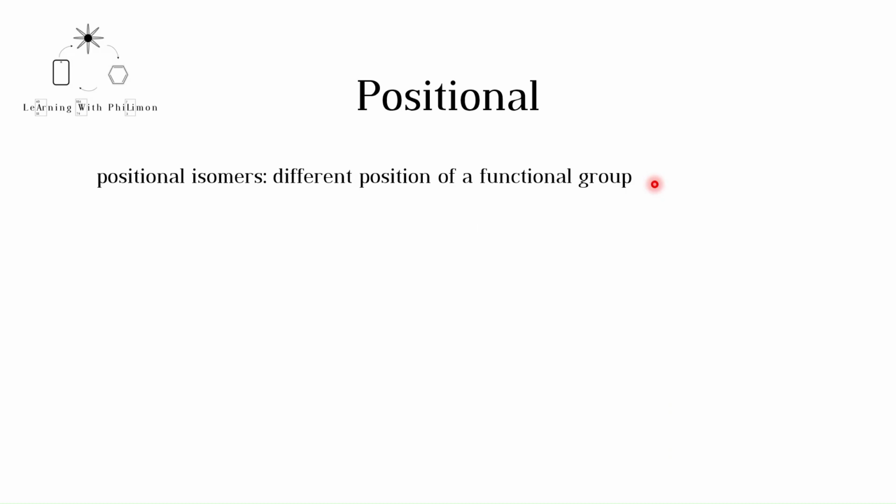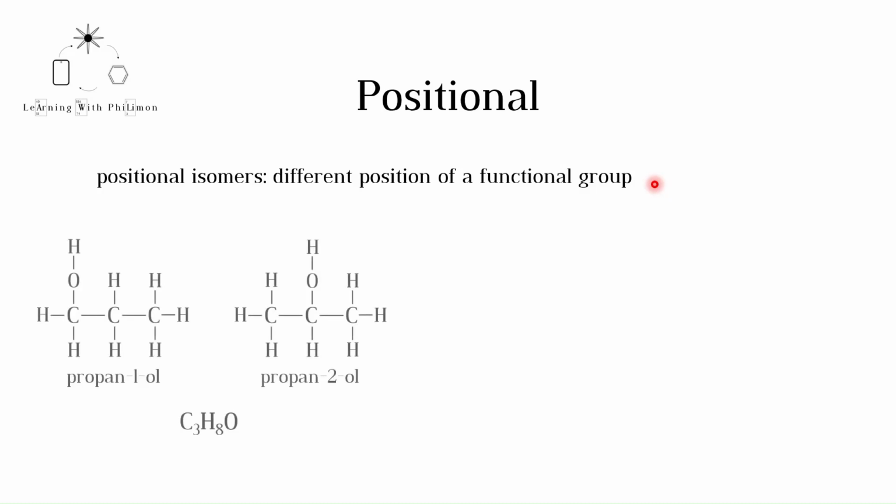Now let's have a look at positional isomers. In positional isomers, the only thing that changes is the position of a functional group. For example, the only difference between propan-1-ol and propan-2-ol is the position of the hydroxyl OH group. The OH group can be on carbon 1 or on carbon 2. Note that propan-3-ol is not another isomer. It is the same as propan-1-ol.